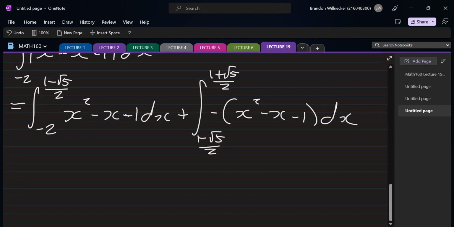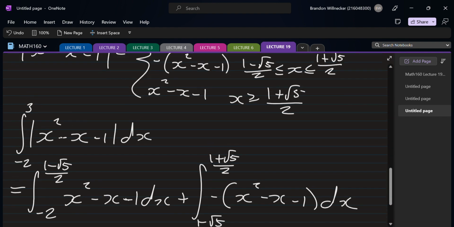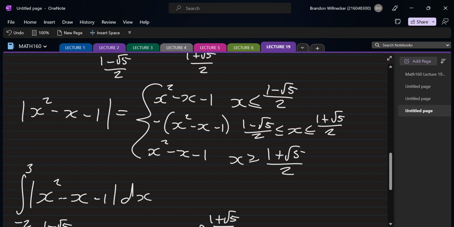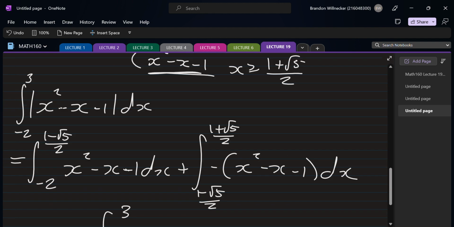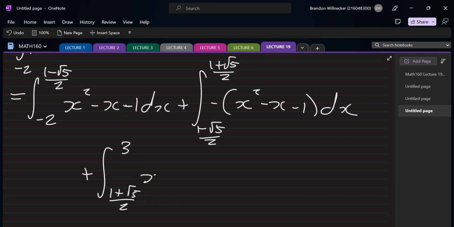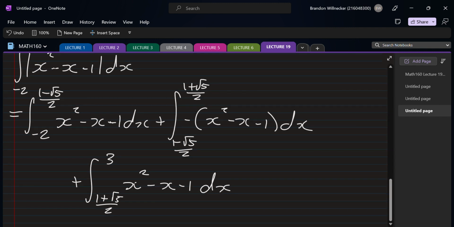And finally, for the third part of the region, plus the integral from (1 plus root 5) over 2 to 3. On this part, the function was positive. We saw that here when we took the absolute value. So we just need to use that part over there. So that's going to be x squared minus x minus 1 dx. This is what I mean with the absolute value splitting up the region.